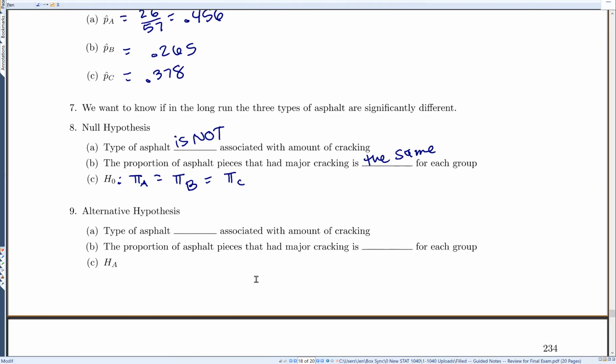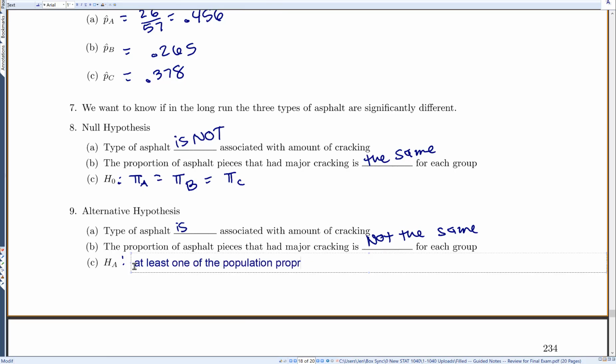The alternative is that the type of asphalt is associated with the amount of cracking. You say the proportion of asphalt pieces that have major cracking is not the same for each group. For the alternative, there's no good way to write it in symbols, because it might be that one is different from the other 2, or it might be that they're all different. So we'll just say at least one of the population proportions is different from the rest.